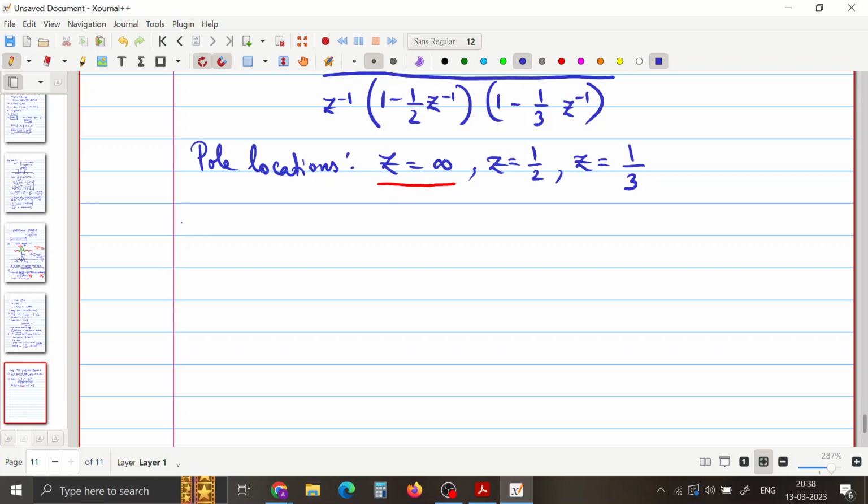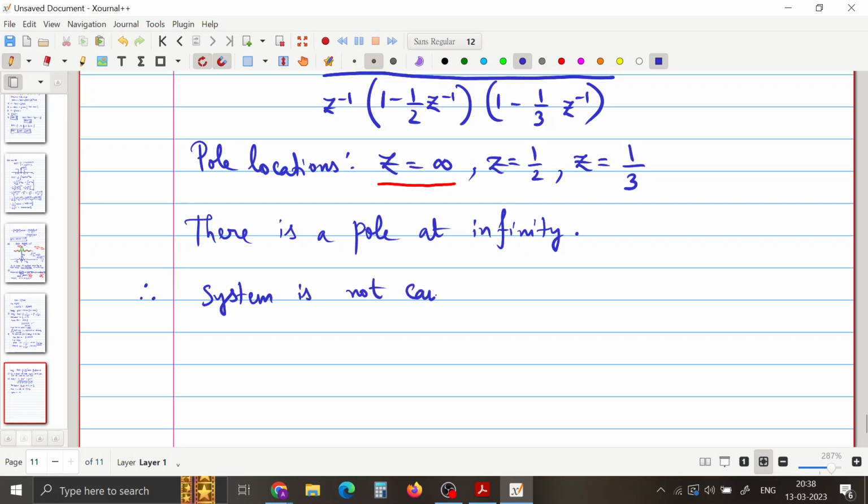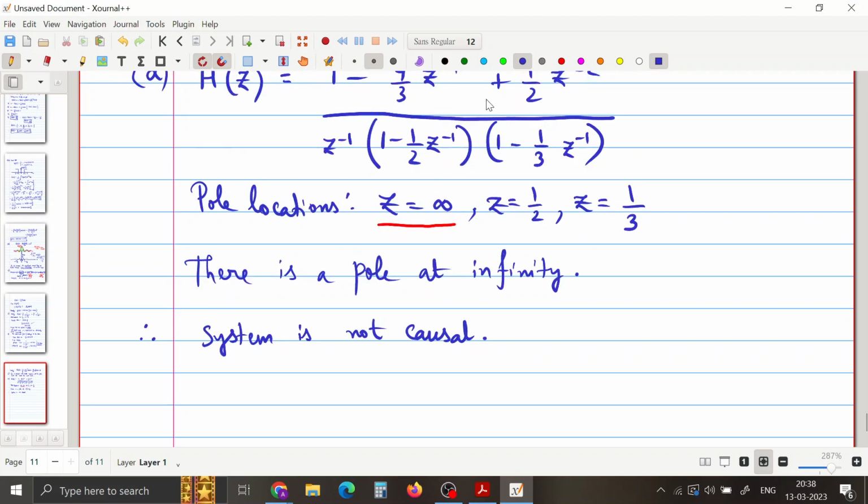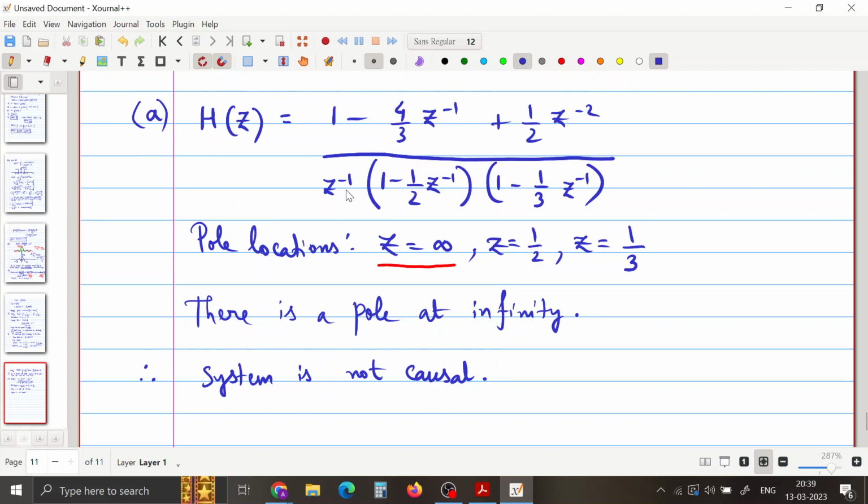So there is a pole at infinity. Therefore, the system is not causal. If this z inverse term was not there in the expression of H of z, then it's fine, the system would have been causal. Actually, we can conclude like this itself without solving the problem.